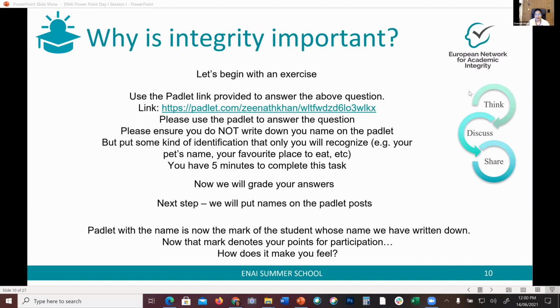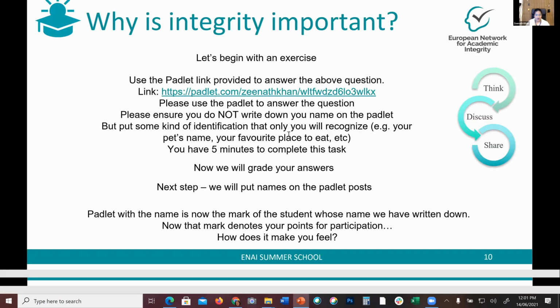So let's do a quick exercise. What I'm going to do is I'm going to give you this link, and I would like you to answer the question, why is integrity important? When I give you the link, what is really important for you to remember, please do not put down your name on the title. You put down something. Could be your pet's name, your mom's name, your favorite place to eat, etc., which only you will recognize here. Okay, so that you can identify which answer was yours. But do not put down your name. Okay, so I'm going to quickly put in this link. One second.